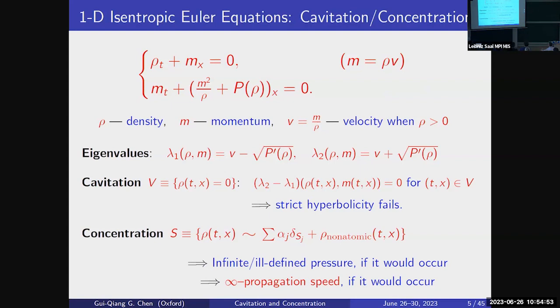Okay. Now, concentration is the question of where the density forms a Dirac mass. You remember that? And there's another question: where does this phenomenon occur? If it were to occur, then we'd find infinite pressure, which also leads to infinite propagation speed. Since we talk about the hyperbolicity as finite propagation speed, that depends on concentration, and then it leads to infinite propagation speed. Okay? So the question is where do those kinds of phenomena occur?